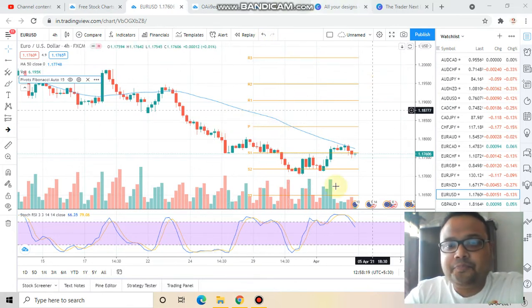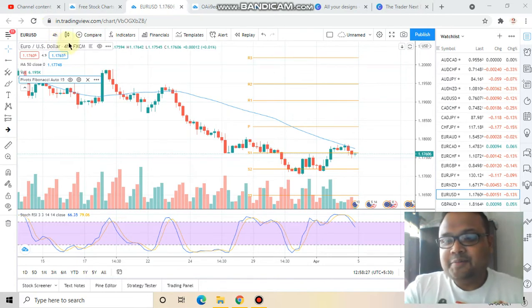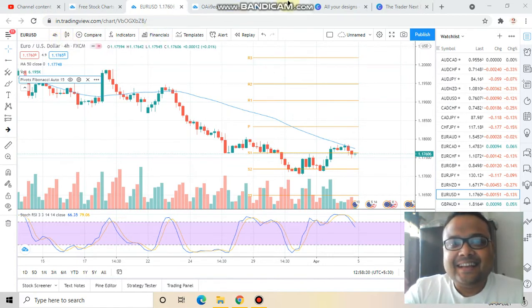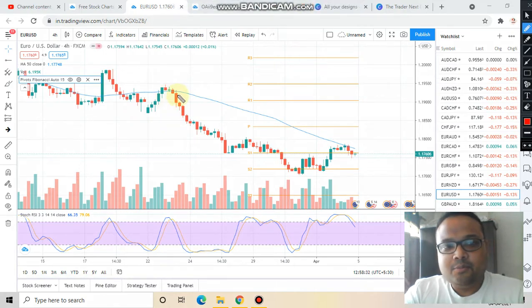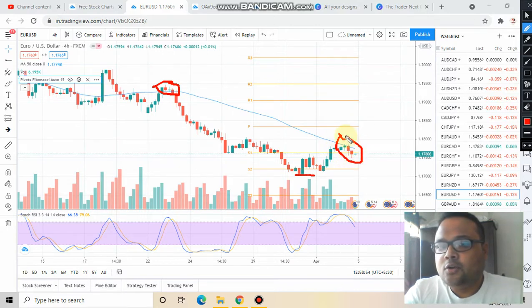So let's get started. This is a chart of Euro USD. Right now I'm in the 4 hours time frame, probably the most loved time frame in the Forex market. As you can see, the 50 moving average is acting as a resistance for the market. Here we see that market tried to go up, got resistance from the 50 MA, came down, and the downtrend continued. Again, after hitting this point, market went up, and right now market is struggling again near the 50 moving average.